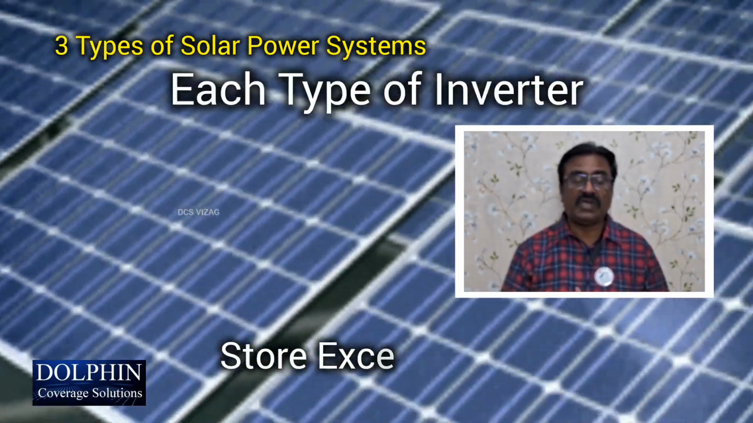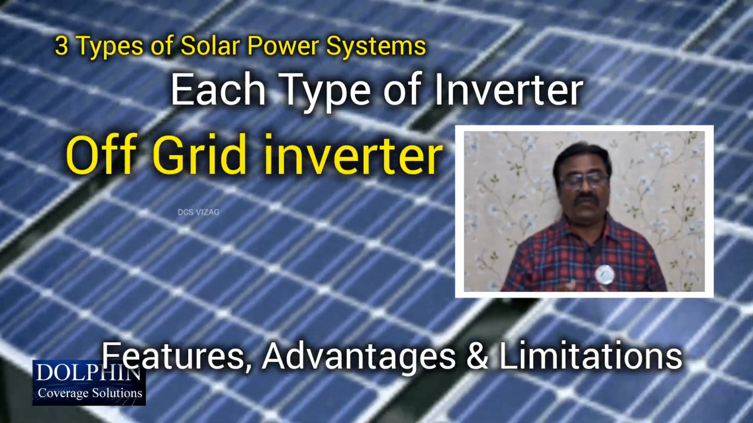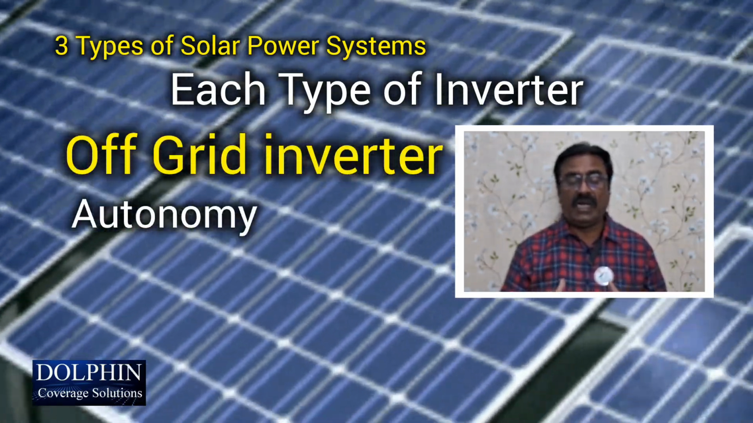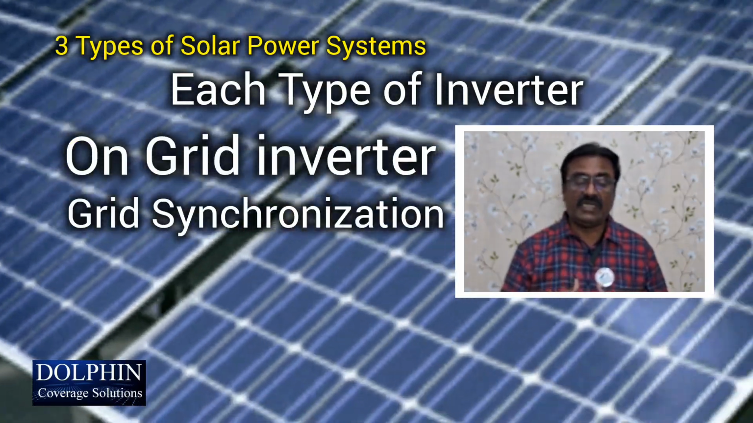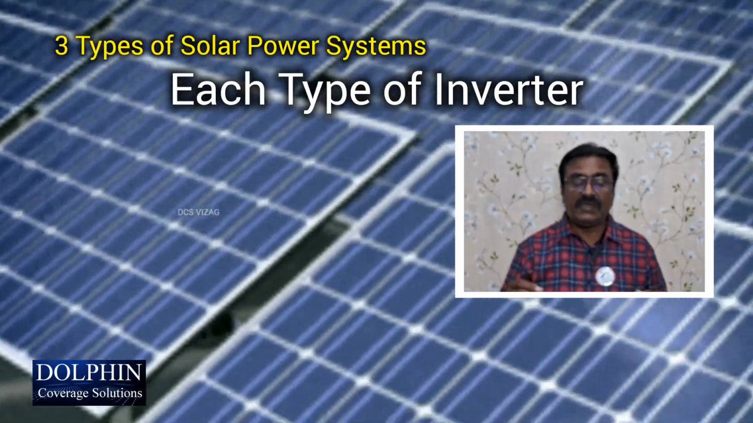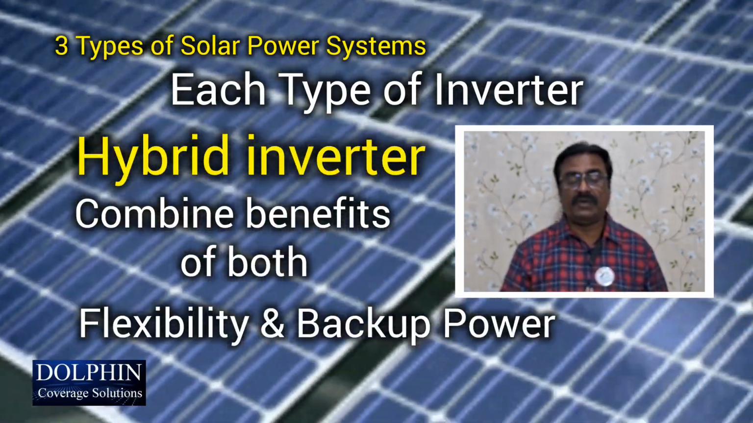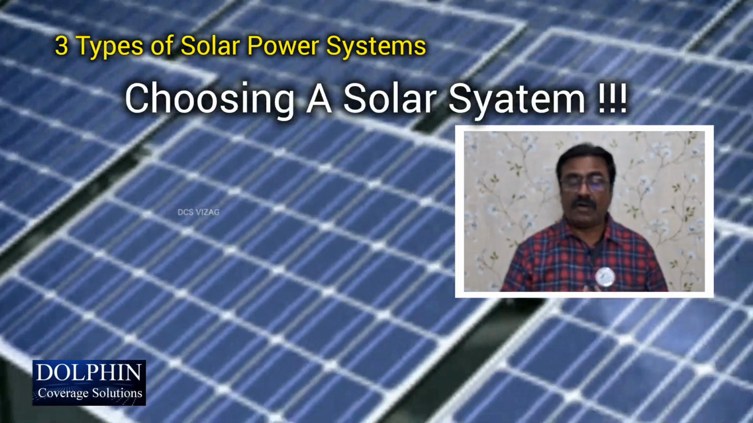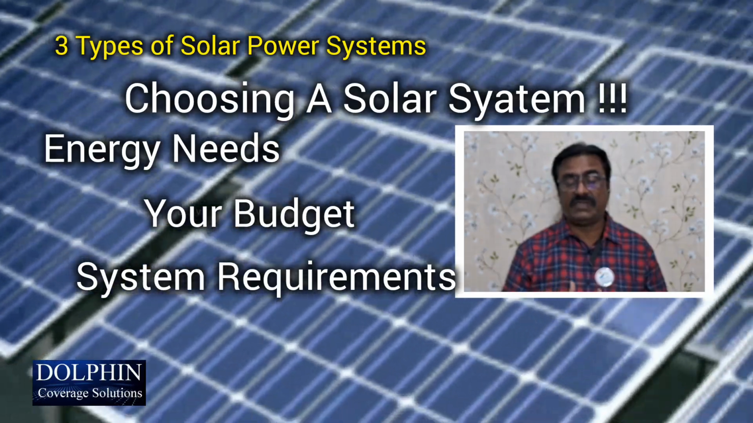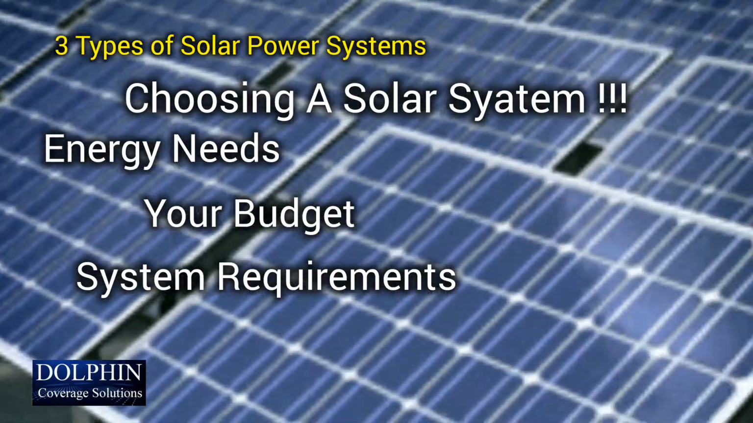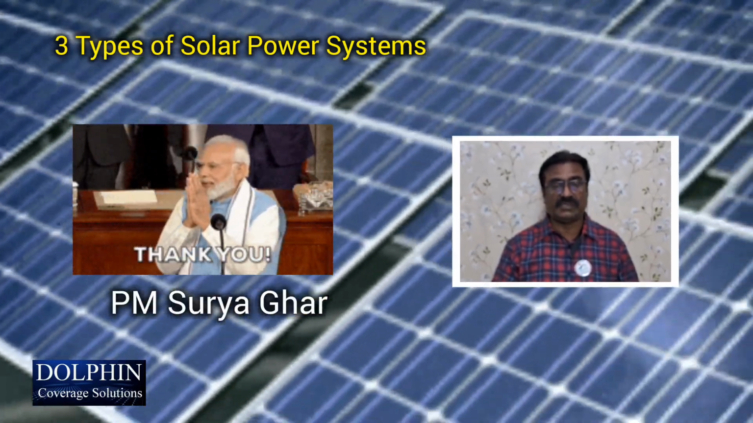Finally, each type of solar inverter has its unique features, advantages, and limitations. Off-grid inverters provide autonomy and backup power, while on-grid inverters offer grid synchronization and net metering. The hybrid inverters combine the benefits of both, providing flexibility and backup power. When choosing a solar system or an inverter, consider your specific energy needs, budget, and system requirements to select the most suitable option. The PM Surya Ghar Muft Bijili Yojana is applicable for on-grid solar power systems.